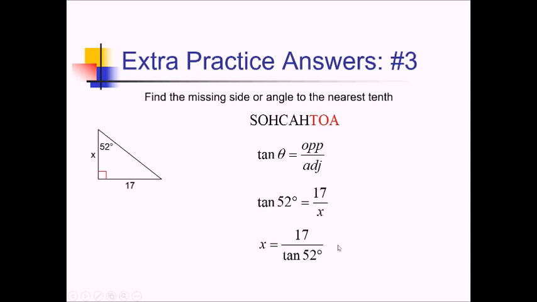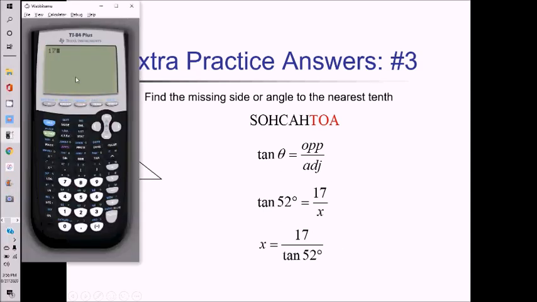Let's do that now. So here we go. 17 divided by, we said tan, there's the tan button, of 52. Press enter. That's about 13.3.